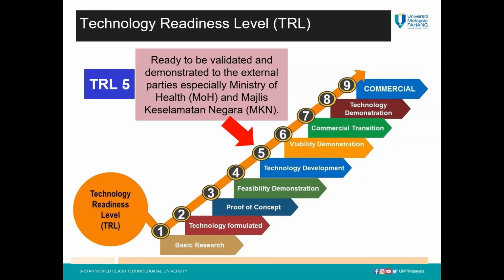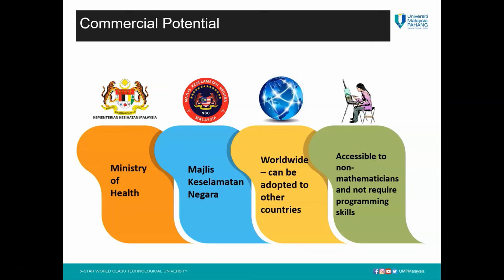Technology readiness level: we are in TRL 5, where our GUI application is ready to be validated and demonstrated to external parties, especially the Ministry of Health and Majlis Keselamatan Negara. Applicability of innovation: Number 1 is the Ministry of Health. Number 2 is Majlis Keselamatan Negara. The GUI could also be generalized worldwide as the model can be adopted by other countries. The GUI is accessible to non-mathematicians and does not require programming skills.